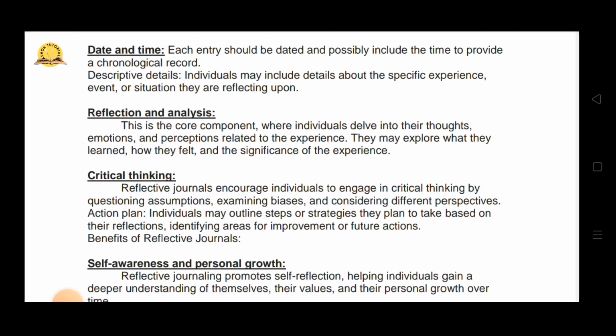Now descriptive details. An individual may include details about the specific experience, event or situation they are reflecting upon. So we have to give certain descriptions of the events. For example, if we are making a reflective journal of a child and there is an event called a birthday celebration, suppose that child went to that particular birthday celebration and he was humiliated for his clothing, those kinds of small things we can include here, the situations.